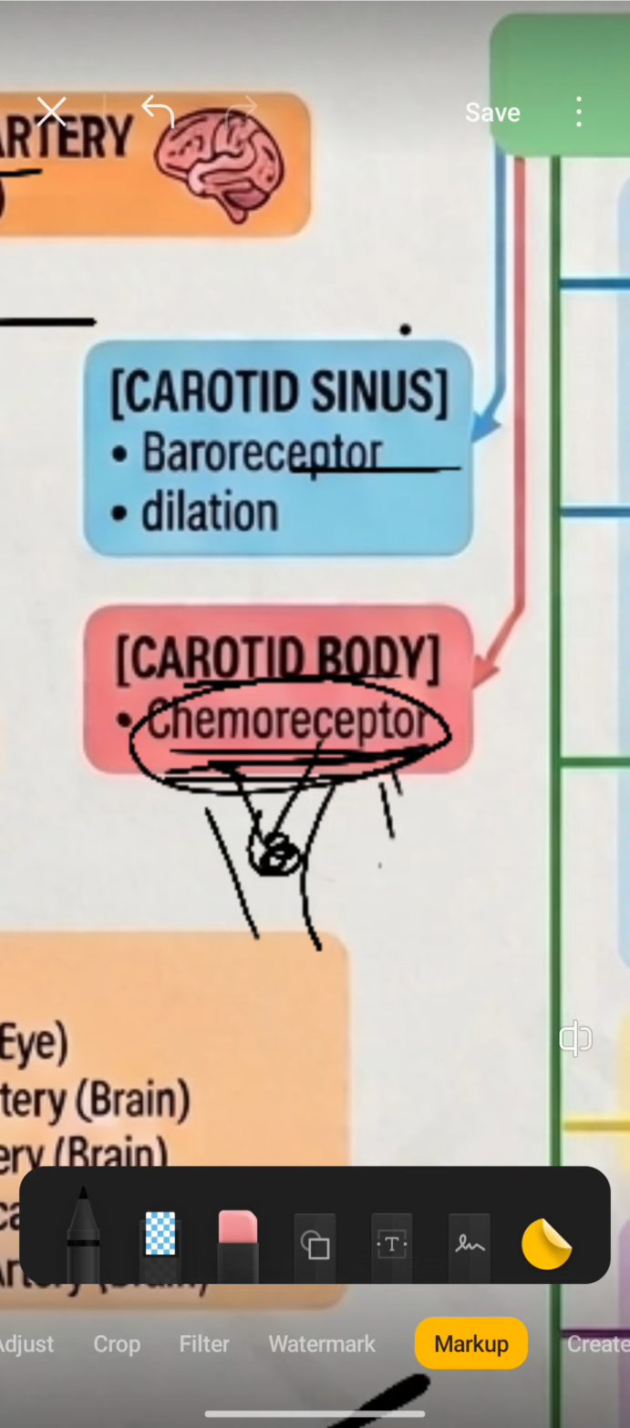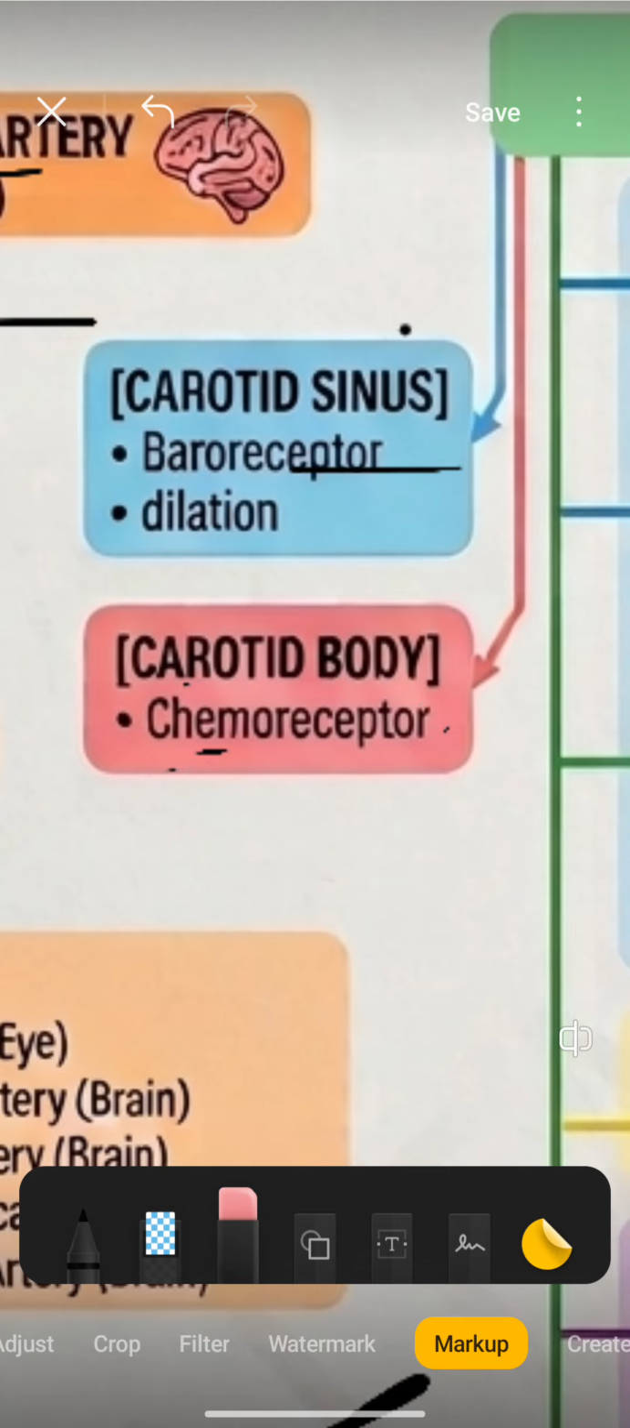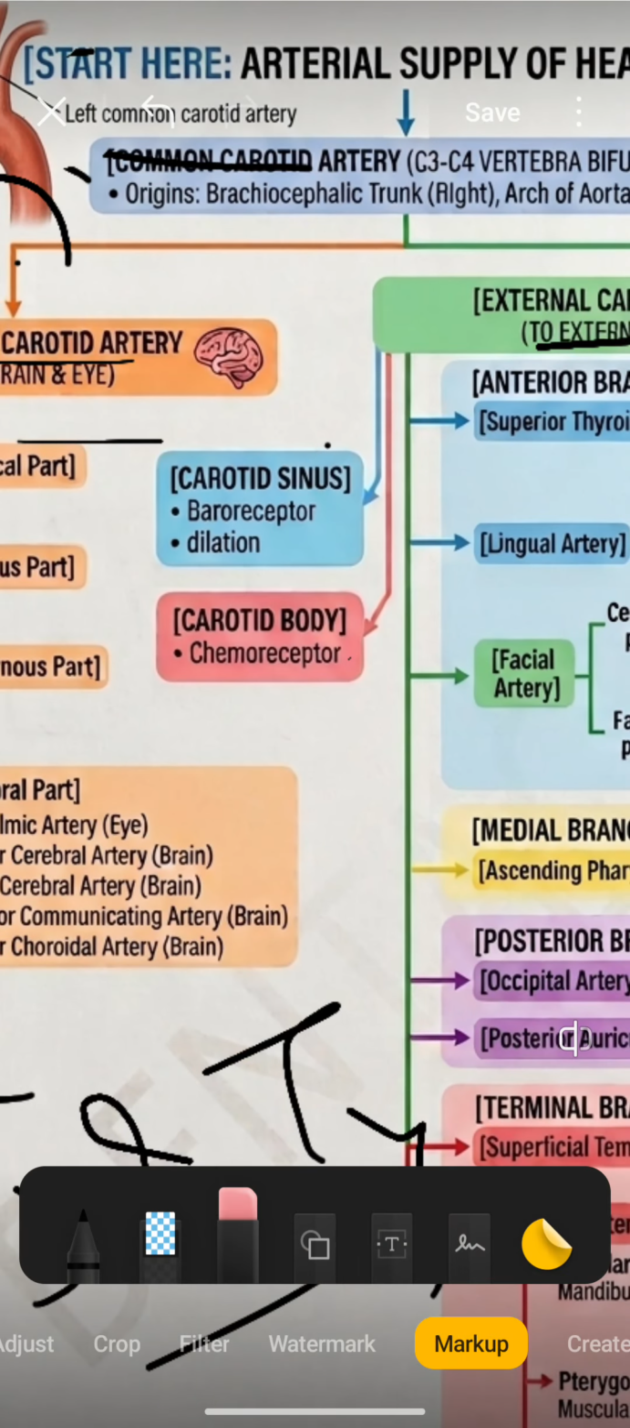Okay, this part is mainly covered in physiology, how it reacts, how it increases or decreases the blood pressure. The main motive here is the location of the carotid sinus and carotid body. The carotid sinus is a dilation at the beginning of the internal carotid artery, and the carotid body is a small oval structure at the bifurcation of the common carotid artery. The carotid sinus is a baroreceptor and the carotid body is a chemoreceptor.